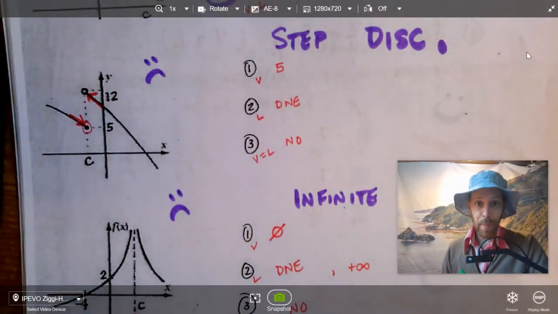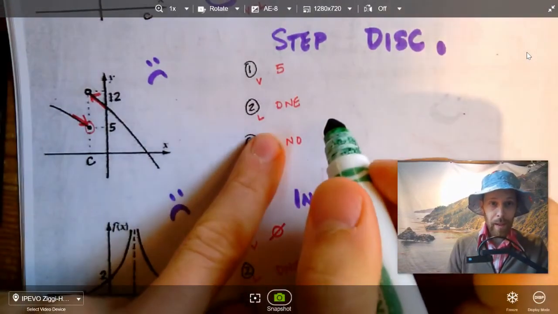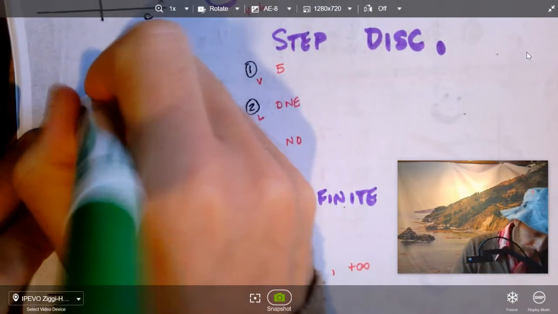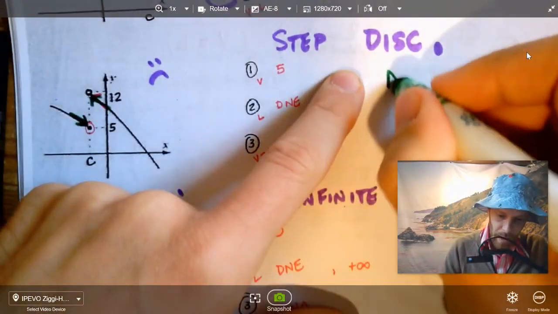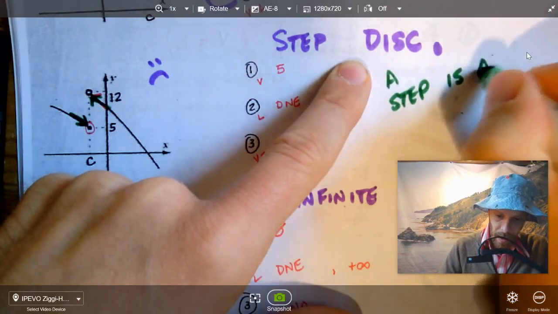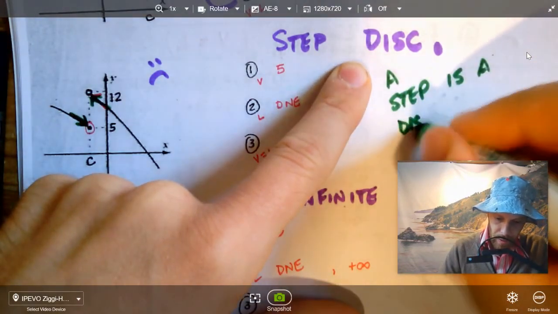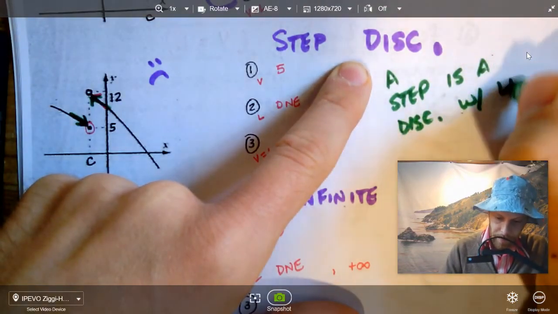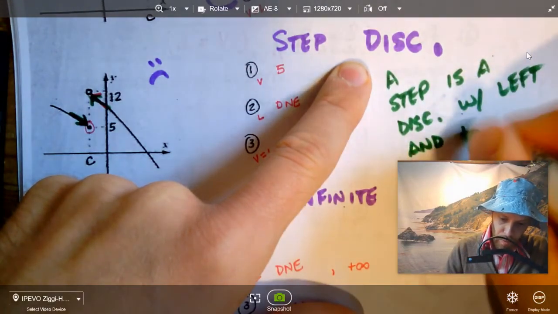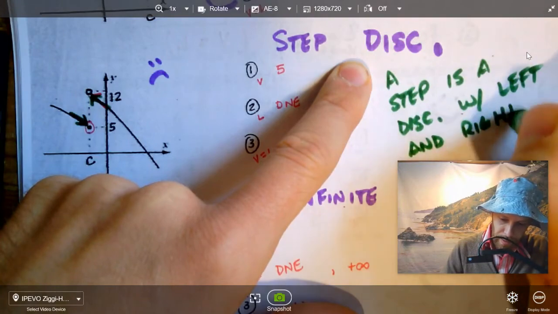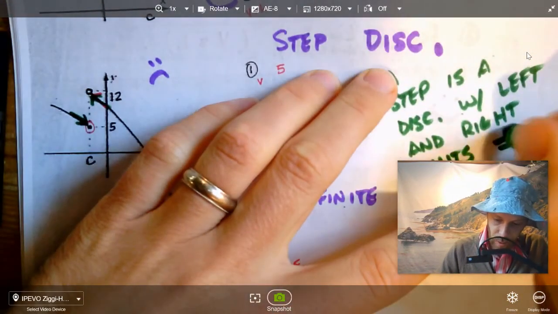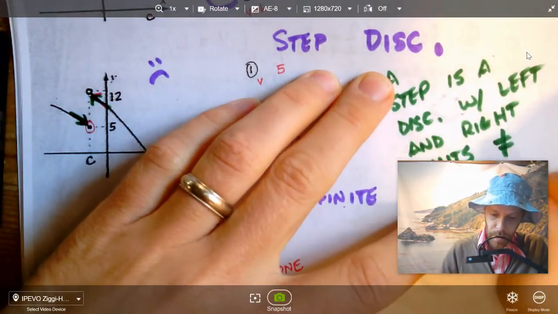If you look at the steps, the step does not have a limit in general, but you'll notice that it does have limits on the left and the right side. So a step is a discontinuity with left and right limits that are not equal to each other.